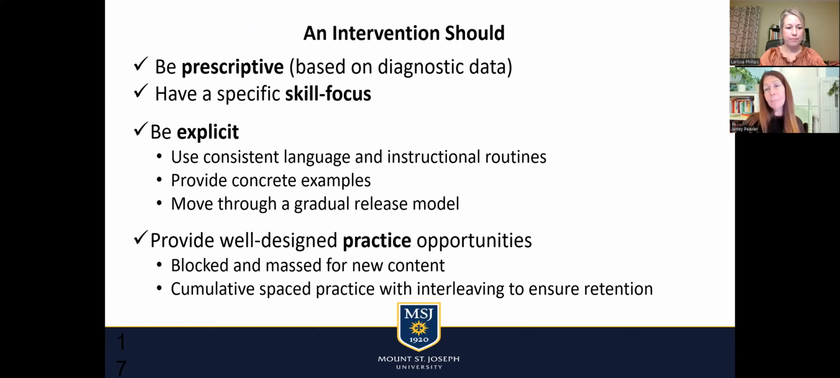So when we're thinking about planning our instruction, our small group instruction needs to be very prescriptive. So the whole purpose of us drilling down into that diagnostic data is to find the specific skill needs that those students have. Once we find those needs, then we're ready to design our lessons, and our lessons need to be explicit. They need to use, again, consistent language and routines. We need to give concrete examples as much as possible.